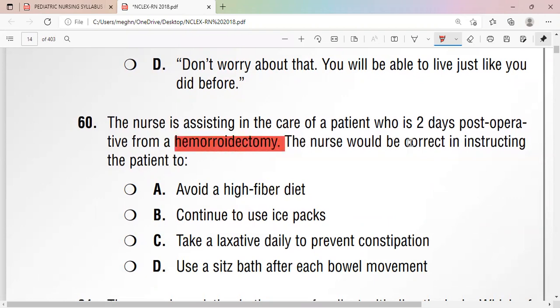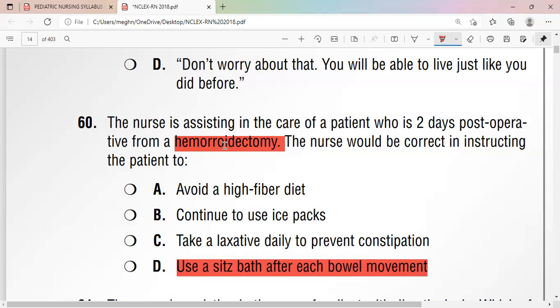The nurse would be correct in instructing the patient to: Number A, avoid high fiber diet. Number B, continue to use ice pack. Number C, take laxatives daily to prevent constipation. Number D, use a sitz bath after each bowel movement. So the correct answer is number D, use a sitz bath after each bowel movement, because the patient has had a hemorrhoidectomy.